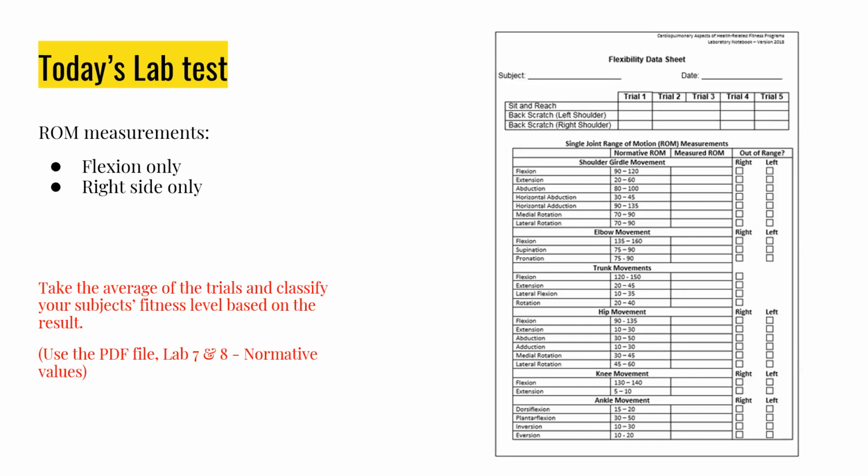Also for today, you're going to be doing the range of motion measurements, right? For the range of motion of the shoulder, the elbow, the hip, knee, and ankle dorsiflexion and plantar flexion. You're only going to be doing flexion only and the right side of the body only. I have made a couple notes in red on your data sheet on things that you can leave out, so you don't have to fill those things on your data sheet.